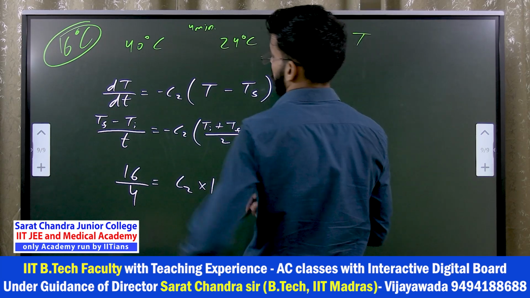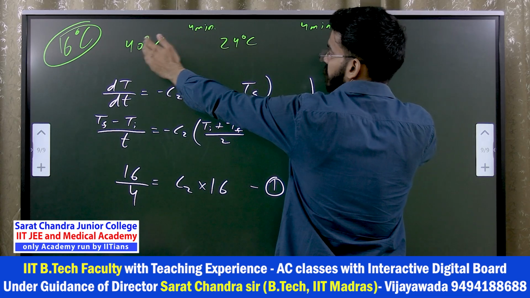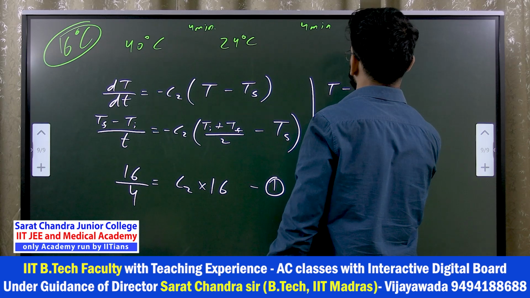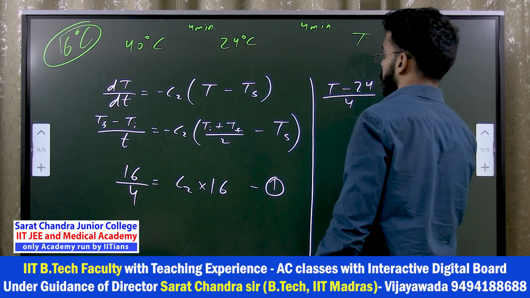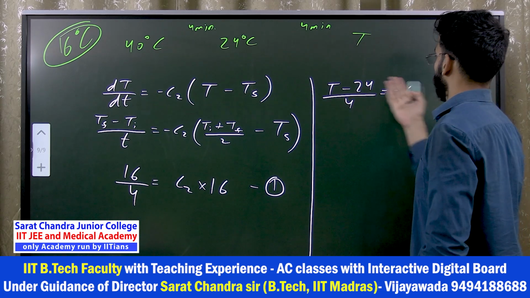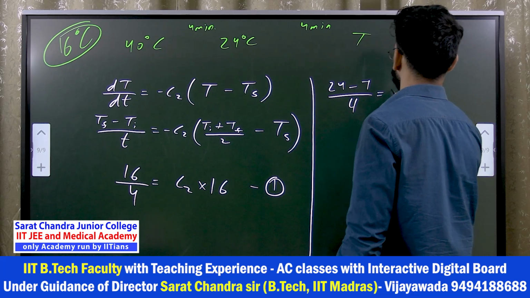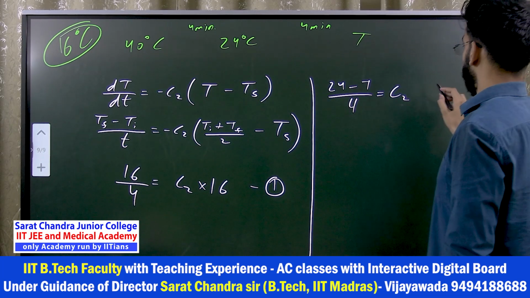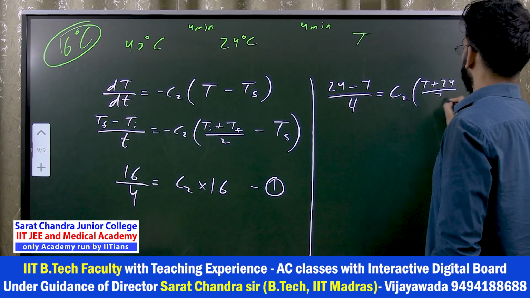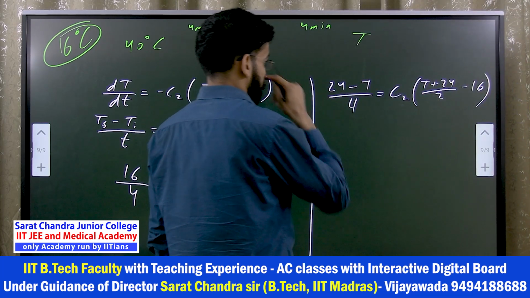Second equation, what can I say? T final we don't know. This is T, right? From this point I am applying. Understood? This will be the more difference. So (T minus 24) divided by 4 minutes only is equal to minus C2. This T will be less, right? So let's take this as 24 minus T. I am adjusting the negative sign here. So I take it as C2 only. And then I take the average: (T plus 24) divided by 2 minus 16 outside. That's how.